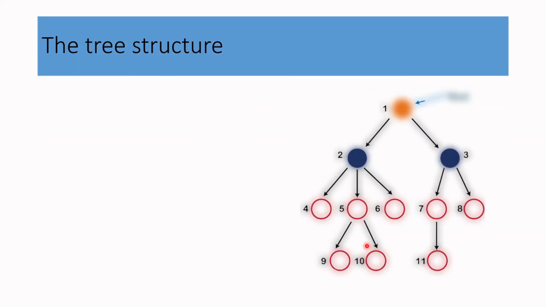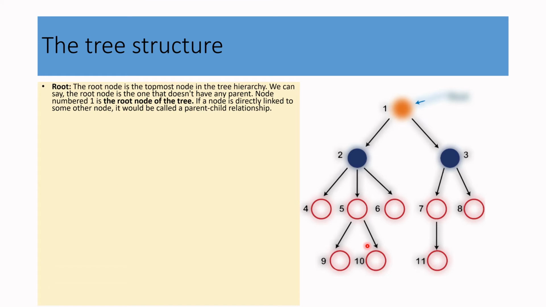So first, the tree data structure representation, as I told you. This is the root node, right? The first node is known as the root node, because the root node is the topmost node in the tree data structure. This is the tree hierarchy. This first node does not have any parent, meaning it is the topmost node, and that's why it is known as the root. So the root node is the one that doesn't have any parents, unlike 2, 3, and the others. Everyone else has a parent, coming from somewhere, but 1 is not coming from anywhere. That's why node number 1 is the root node of the tree.